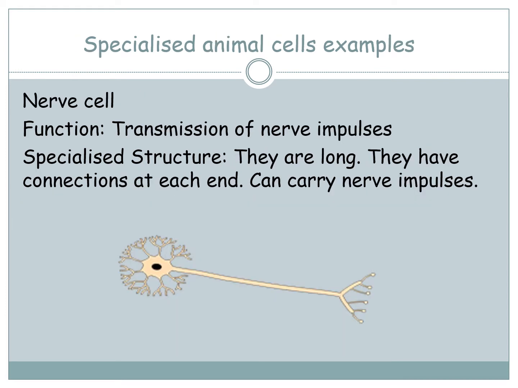Then we have the nerve cell that's found in animals, and its function is to transmit nerve impulses, and it's specialized because it's very long and they have connections at each end, so they can carry nerve impulses rapidly throughout the body.